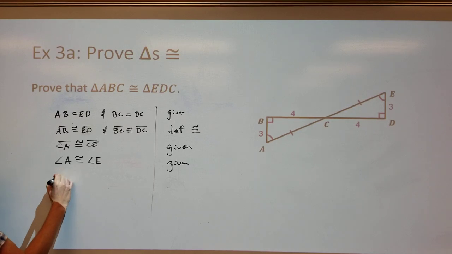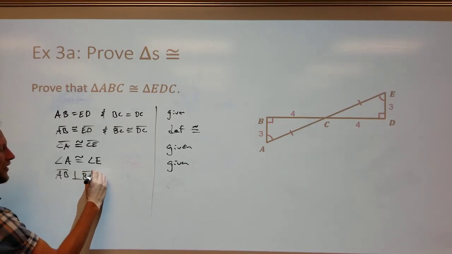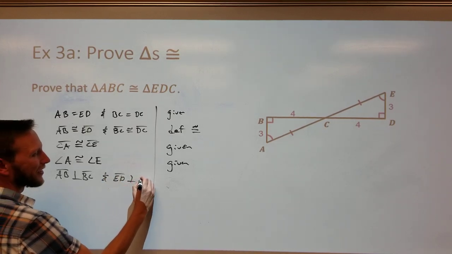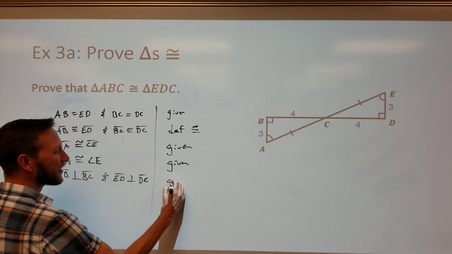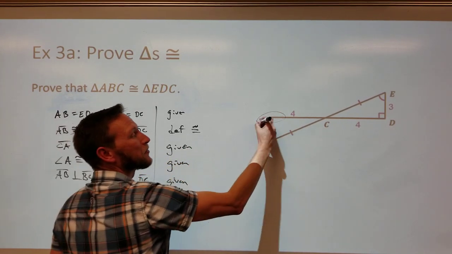I know that segment AB is perpendicular to segment BC, and I know that segment ED is perpendicular to segment DC. We're going to state that this symbol again means perpendicular, all right?